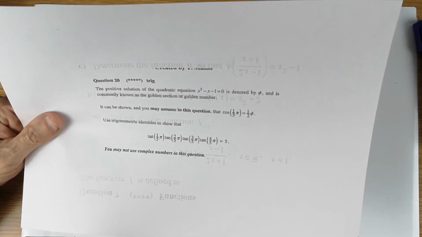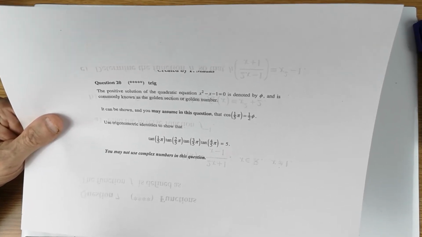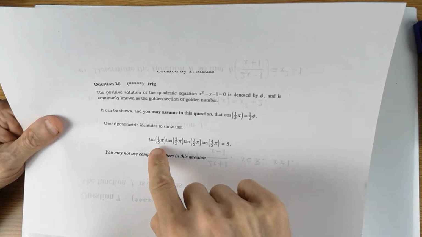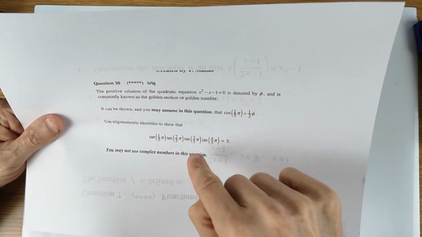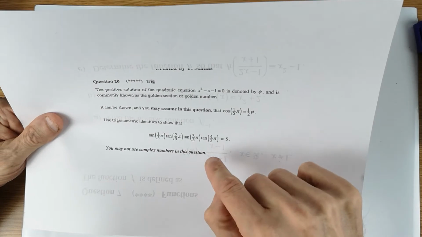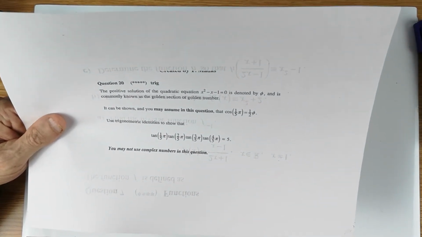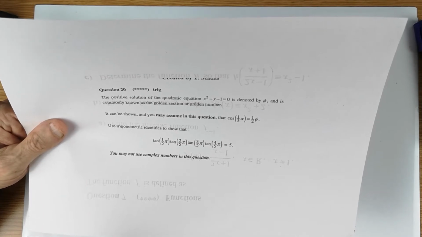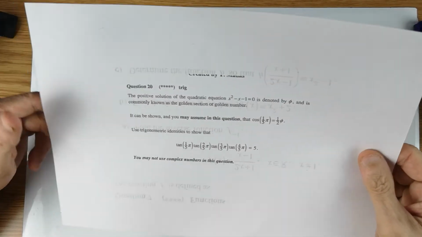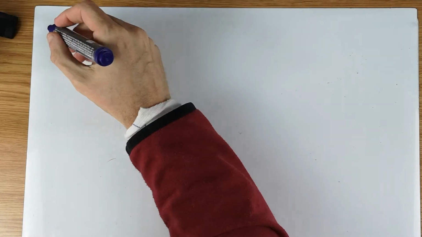Then it says use trigonometric identities to show that tan of pi over 5 times tan of 2 pi over 5 times tan of 3 pi over 5 times tan of 4 pi over 5 is equal to 5. It does say you may not use complex numbers in this question, because results like that can be done using complex numbers with certain techniques which most of us are familiar with. So let's record the bits of information.